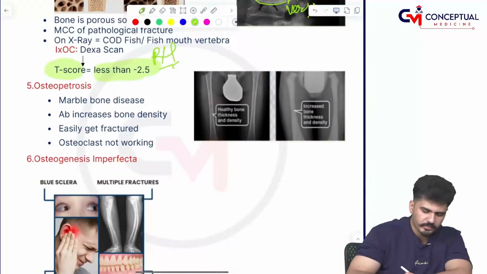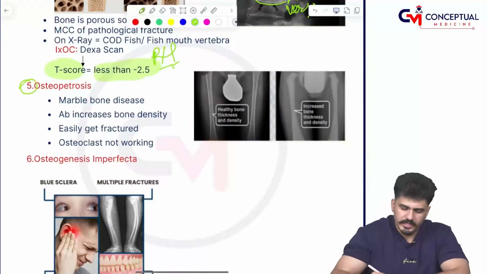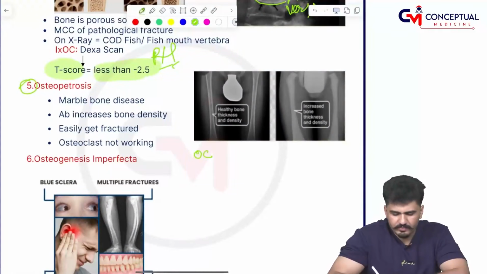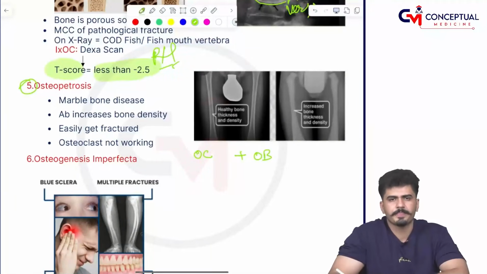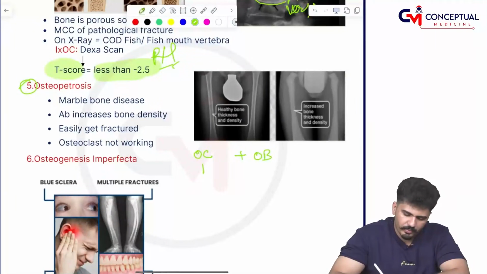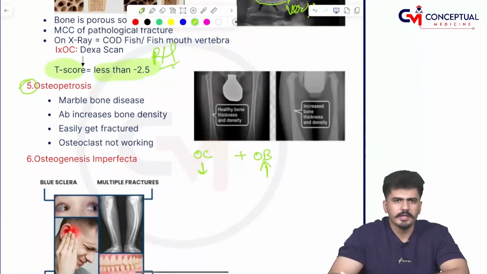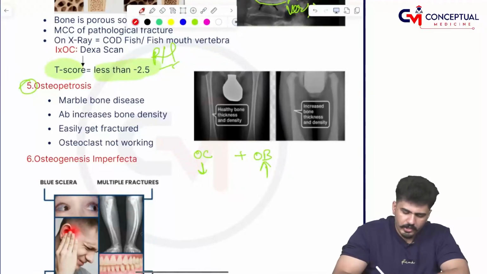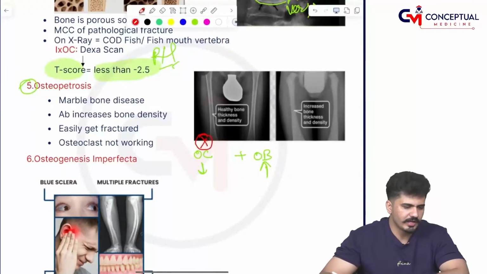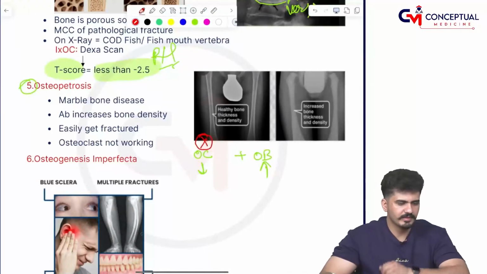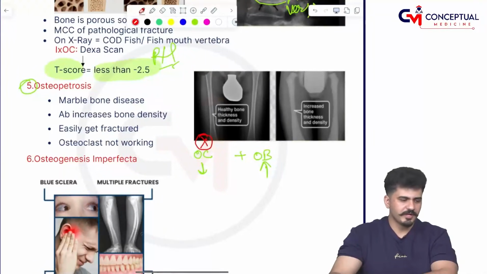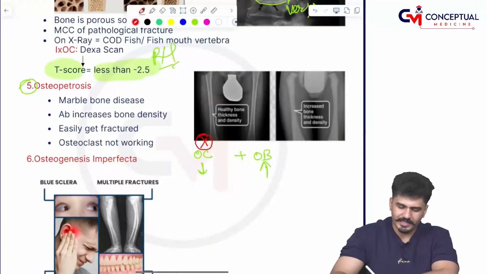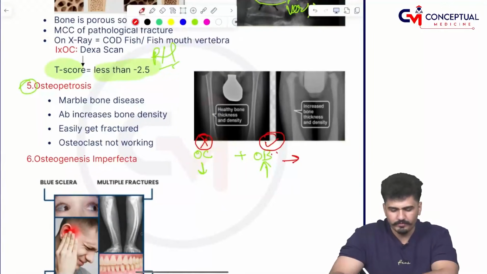Now, osteopetrosis. What is happening in osteopetrosis? Sir, one is osteoclastic activity, one is osteoblastic activity. The work of osteoclasts is to break the bone, and the work of osteoblasts is to build the bone. Here in osteopetrosis, the osteoclasts are not working, and the osteoblasts are overworking. If osteoblasts are working, only bone formation is there.